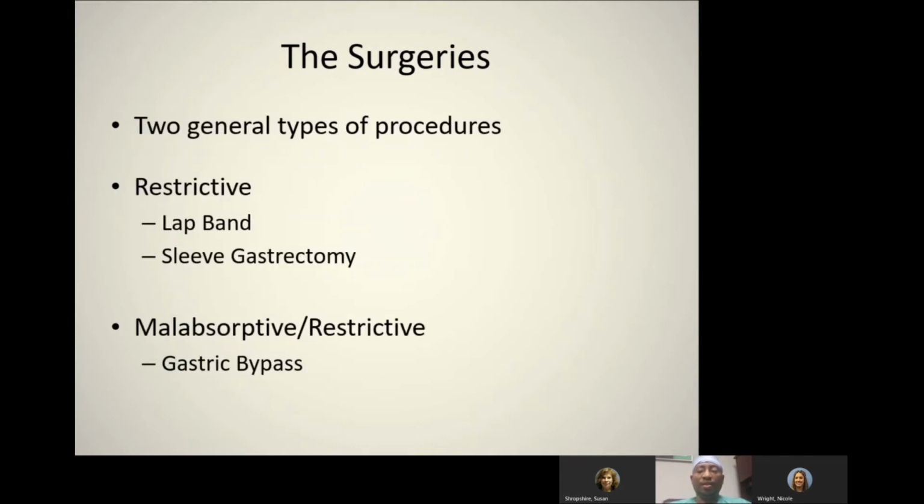The procedures themselves can be split into two general categories, which is based on how they're performed, or more how they work. So the first would be restrictive, meaning it restricts or limits what you take in. That would be mostly the sleeve. And then there's malabsorptive, which has a restrictive component, but mostly works by changing the way your body processes or absorbs the food you eat. And that would be the gastric bypass.